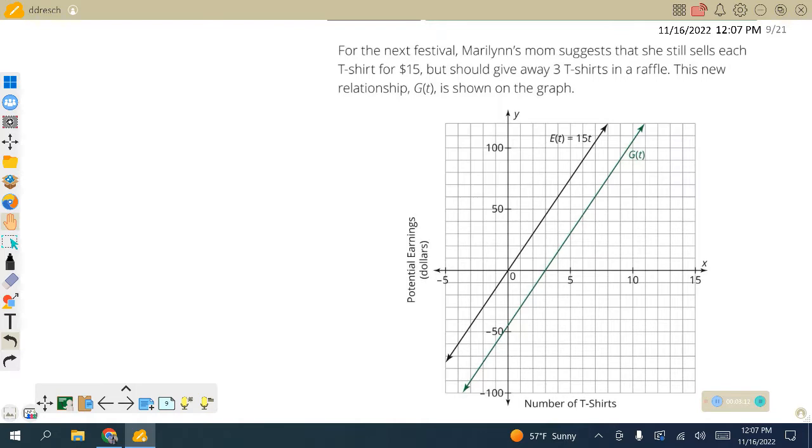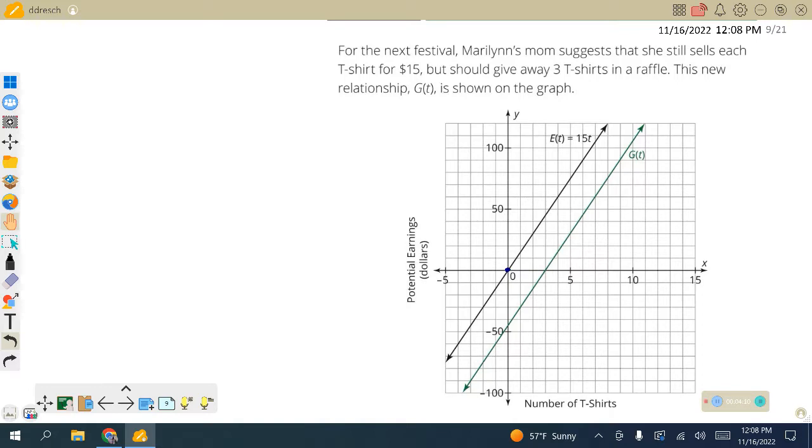As we read through here on this festival, Marilyn's mom continues to suggest she sells them at $15 a pop. So that's where the slope is staying the same. That didn't change. But now, to try to draw in some more people, they suggest giving away 3 t-shirts in a raffle. We've all been there, giving away freebie stuff, or maybe receiving it. When you give away those freebies in a raffle, that changes our graph. You said it shifted down, right? No longer are we starting at $0. Yesterday, before the festival started, we were at $0, and then we started selling t-shirts and making money. But now we are starting off already in the hole, based on 3 t-shirts, okay?